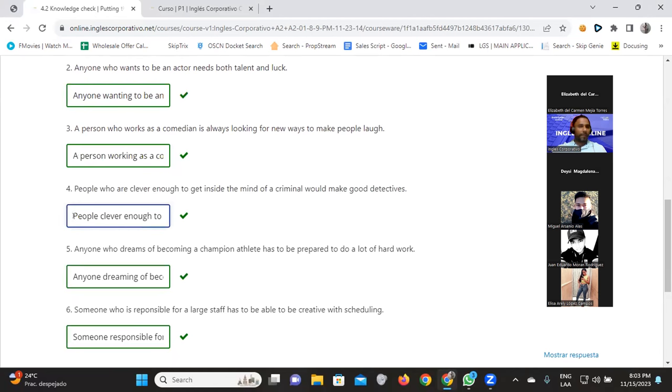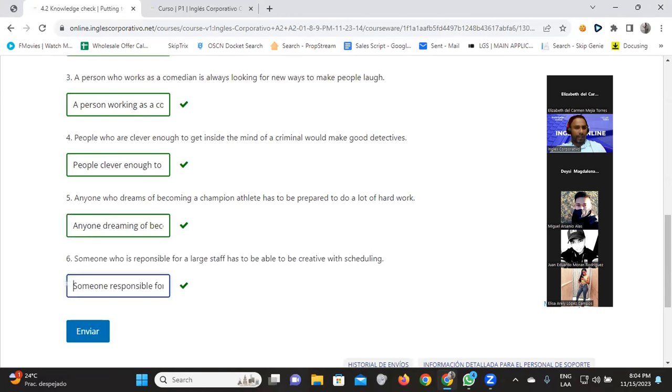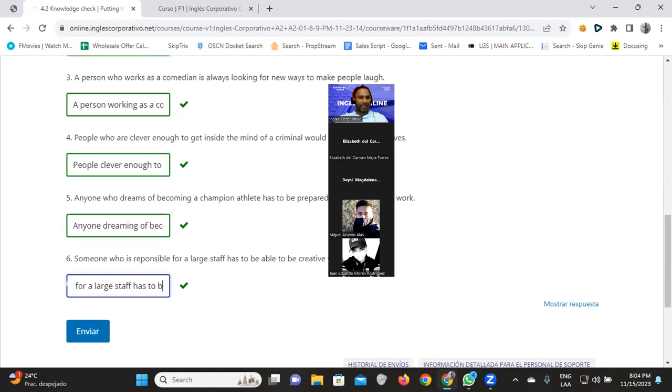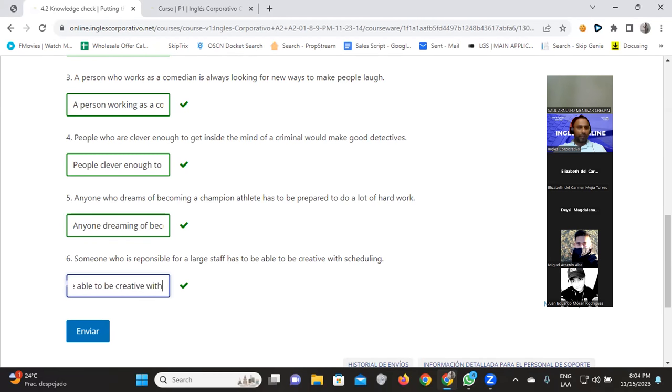Number four, people clever enough to get inside the mind of a criminal would make good detectives. Number five, anyone dreaming of becoming a champion athlete has to be prepared to do a lot of hard work. And someone responsible for a large staff has to be able to be creative with scheduling.